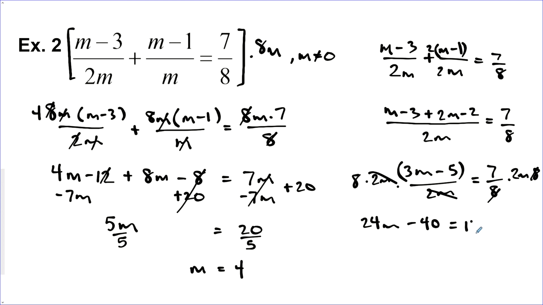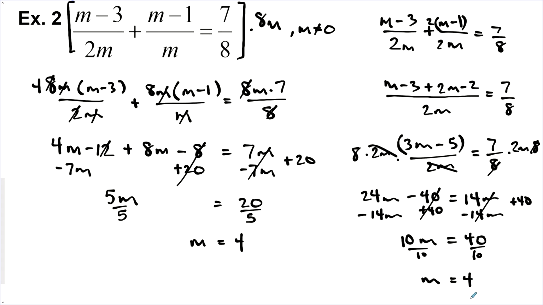This side we got 14m. Let's subtract 14m on both sides and add 40 on both sides. This would be 10m equals 40. Divide both sides by 10, and m is still equal to 4. Either way we do it, we're going to get the right answer because we're doing correct algebra steps. Also, we have this restriction here, m cannot equal 0, and it doesn't, so we're all good.